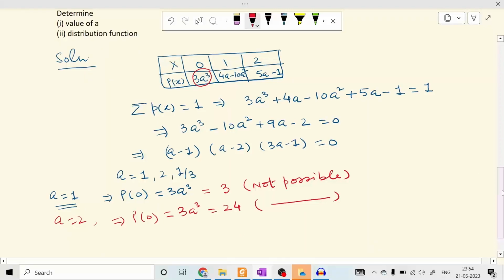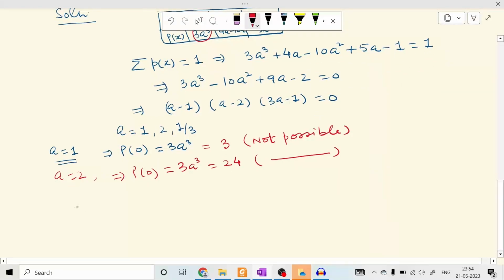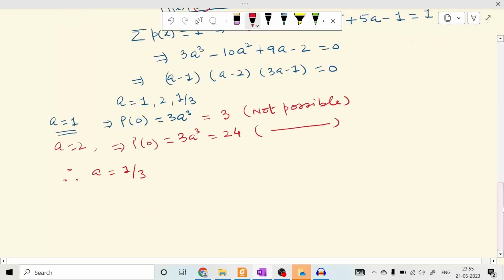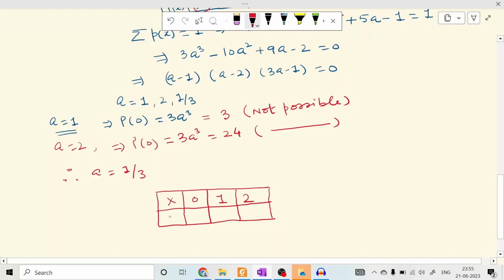So the only possible choice which we are left with is a is equal to 1 by 3. So using this a is equal to 1 by 3, we obtain the distribution of this random variable, so again we make this distribution. Now this time we have the numerical value of all the probabilities corresponding to each and every value of this random variable x.